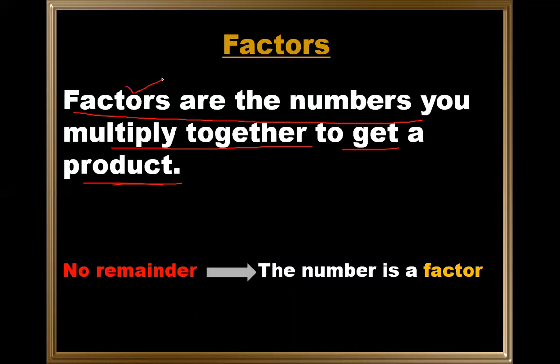So children, how do we find the factors? By dividing the numbers. When you divide the numbers and it leaves no remainder, what does it mean? The number is a factor of the given number, right? So when you divide, if it leaves no remainder, these numbers are called factors.